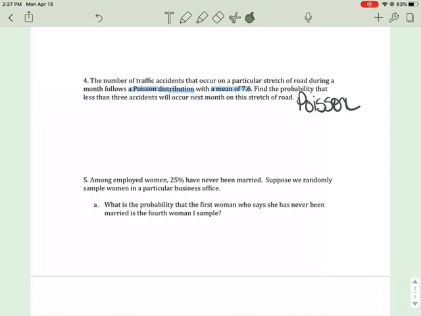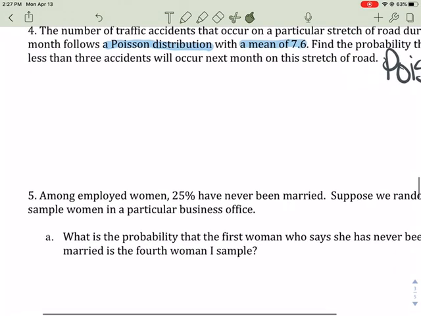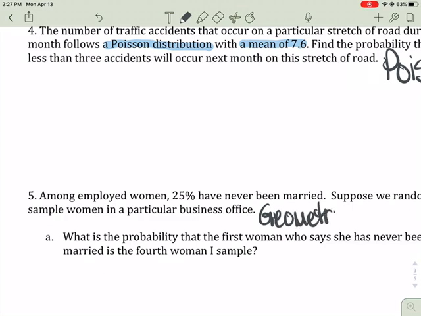Among 25 employed women, suppose we randomly sample 25. Okay. All right. So what is the probability the first woman who says she has never been married is the 4th woman? So this is about when does my first success occur? So that makes this particular problem geometric.